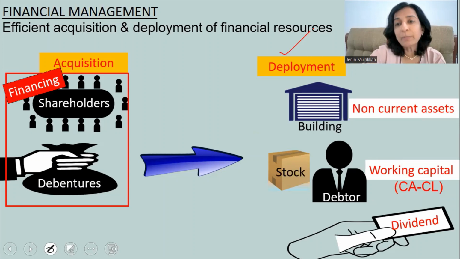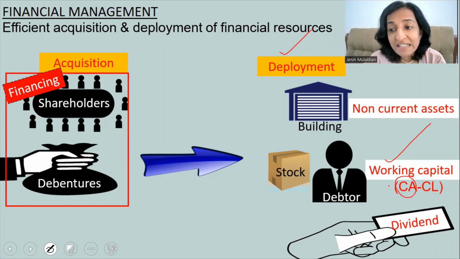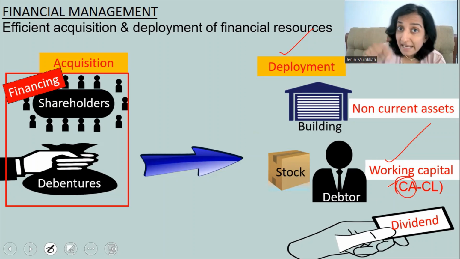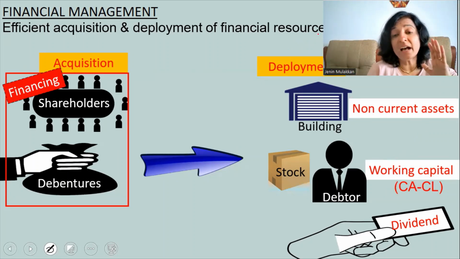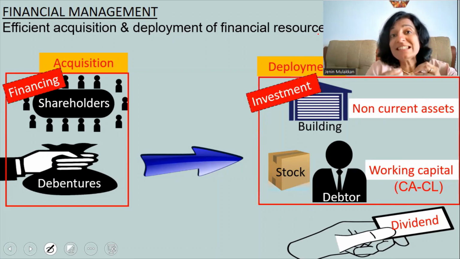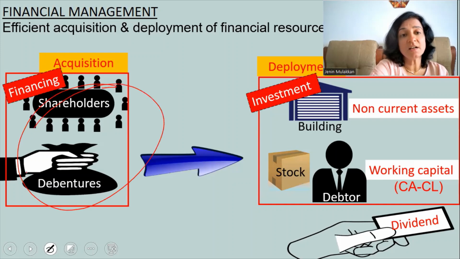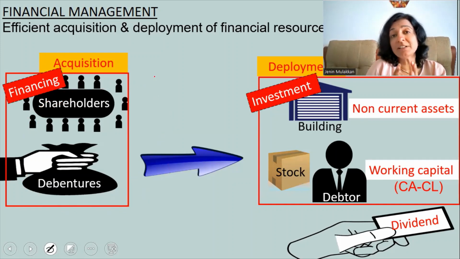So whenever you are deploying the funds, you have to decide on the working capital requirements. That is, what is the amount to be invested in current assets net of current liabilities. So basically, we have to decide how we have to invest the funds that we have obtained. So financial management is concerned with the long-term financing, and further it is concerned with how efficiently we can invest the funds of the company. So financing and investment is taken care of.